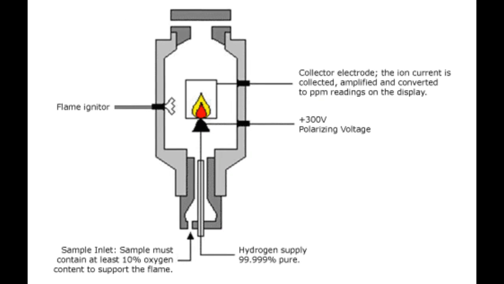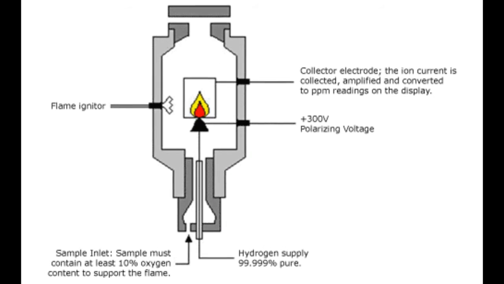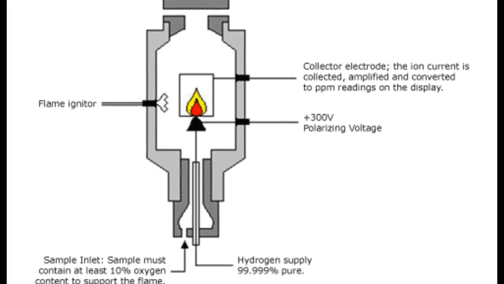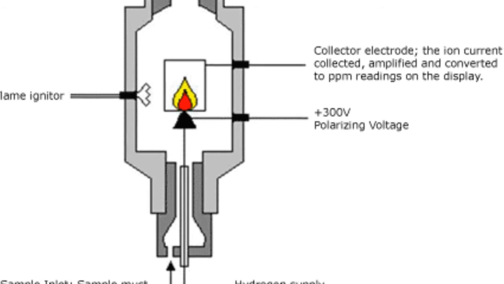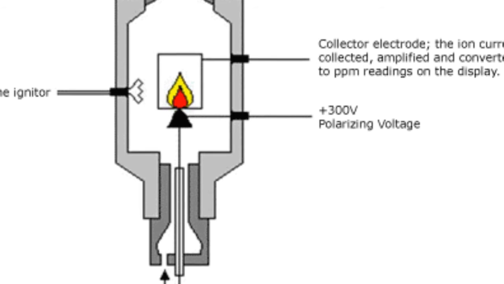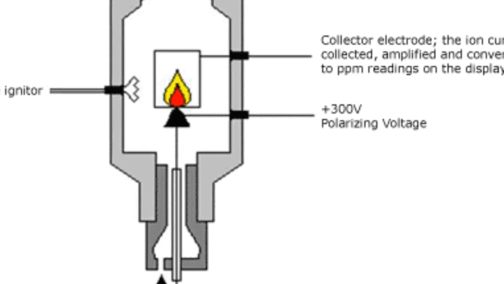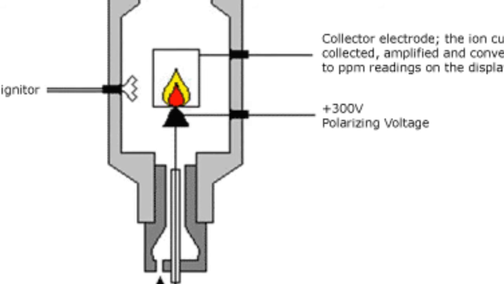Gas chromatography, flame ionization detector, or GC-FID, is a very common analytical technique that is widely used to detect, identify and quantitate volatile organic compounds. In gas chromatography, the sample is injected into the inlet where it is volatilized and the representative portion is carried on to the column by the carrier gas.